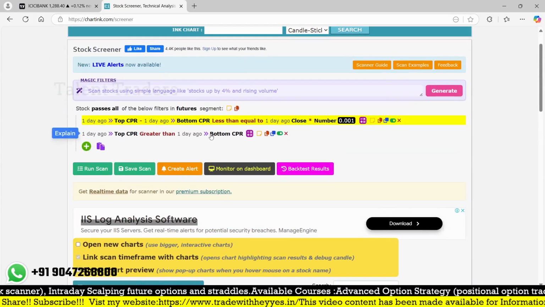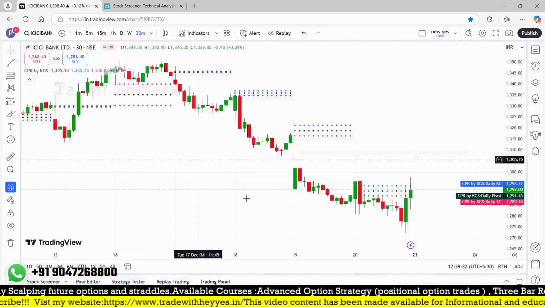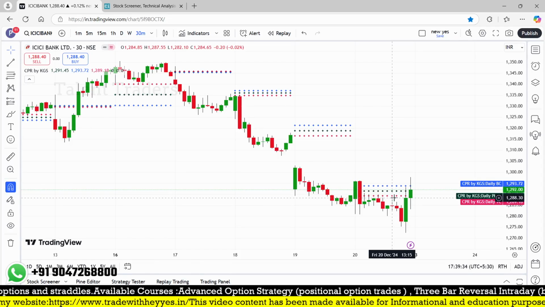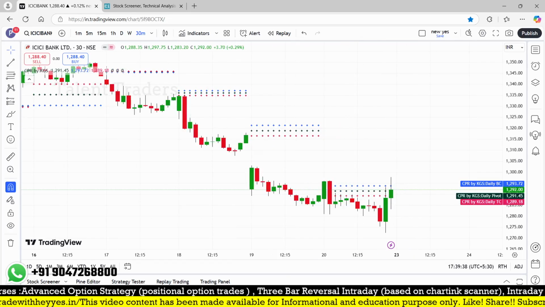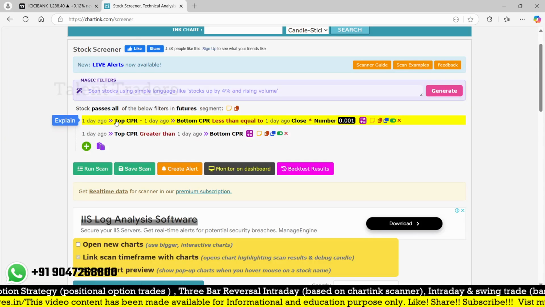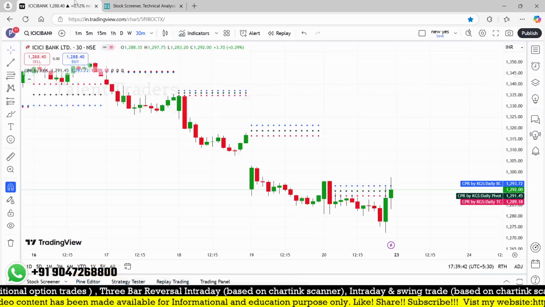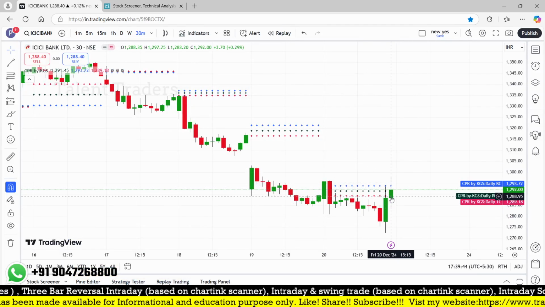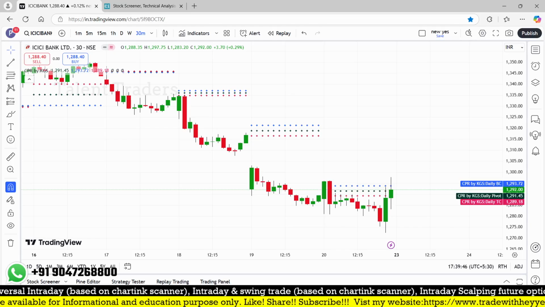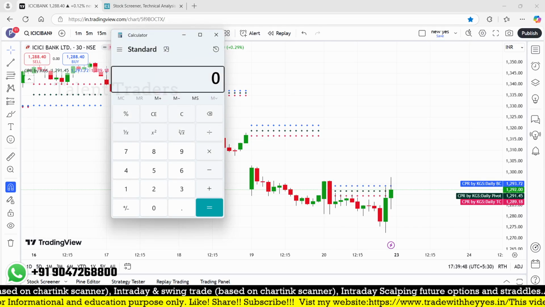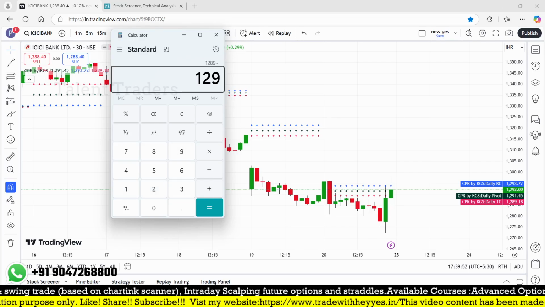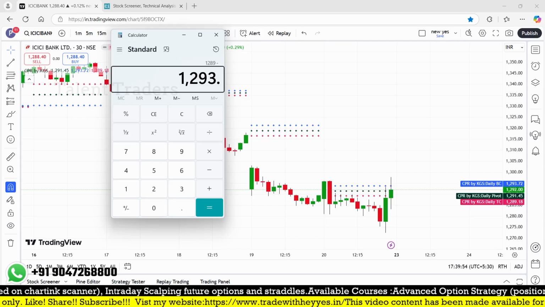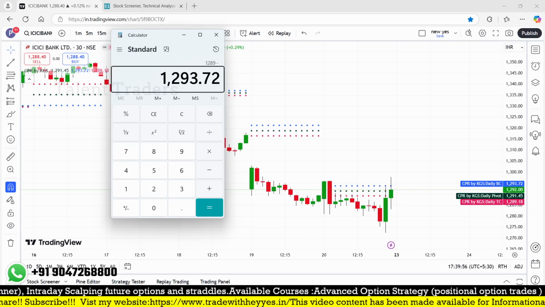Only this condition will catch ICICI Bank because BC is in the bottom. So if you do TC minus BC, you will be getting a negative value. For example, what we wrote in the code is top CPR minus bottom CPR. In this case, top CPR is 1289. So let me calculate the exact value: 1289 minus 1293. That is the BC.